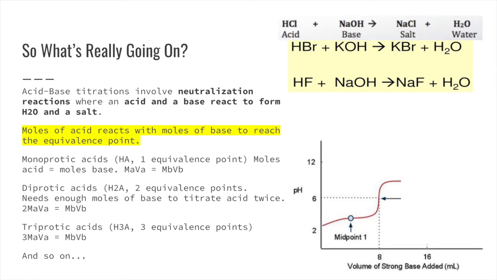Monoprotic acids, which have the formula HA, have one equivalence point. These are all examples of monoprotic acids. The shape of the titration curve would be similar to this.